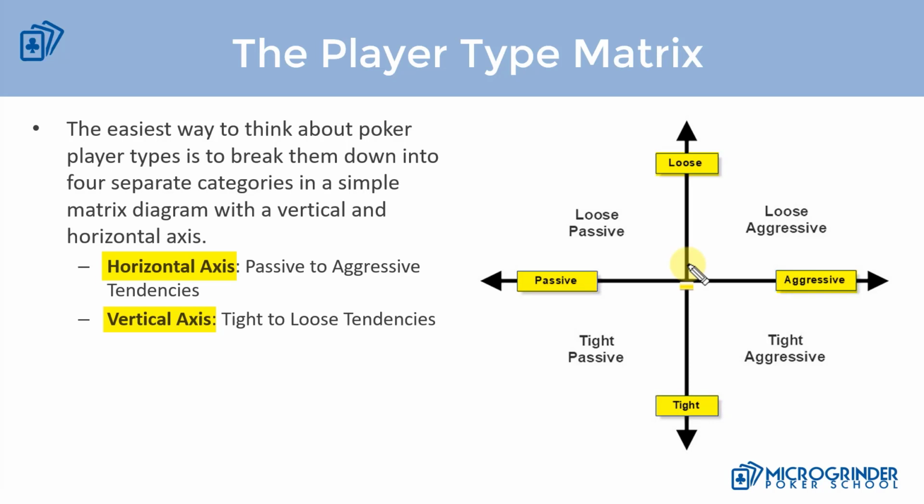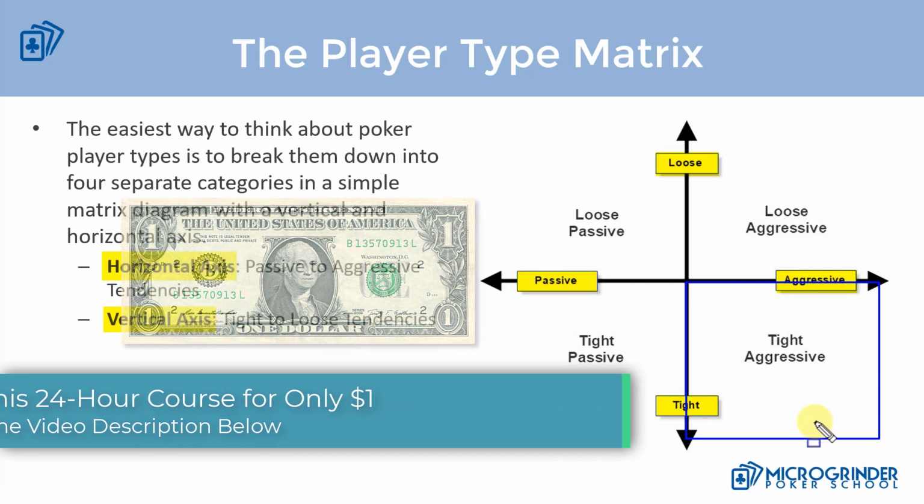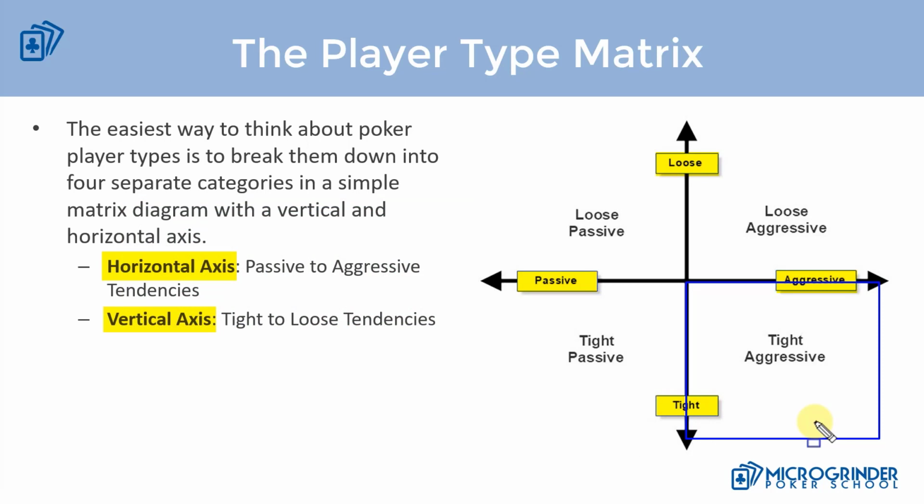So in regards to how we want to play this game, we want to be a tight aggressive type of player, and I call this a TAG approach to the game. So if you hear the acronym TAG, which we're going to talk about on the next slide, that means tight aggressive poker players. So that's what we want to strive to play, this type of game.